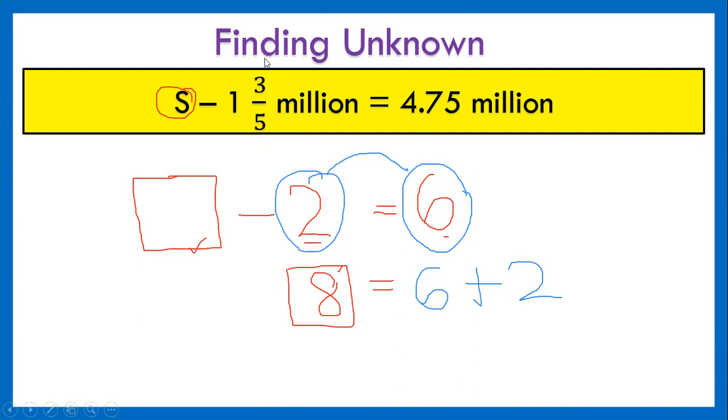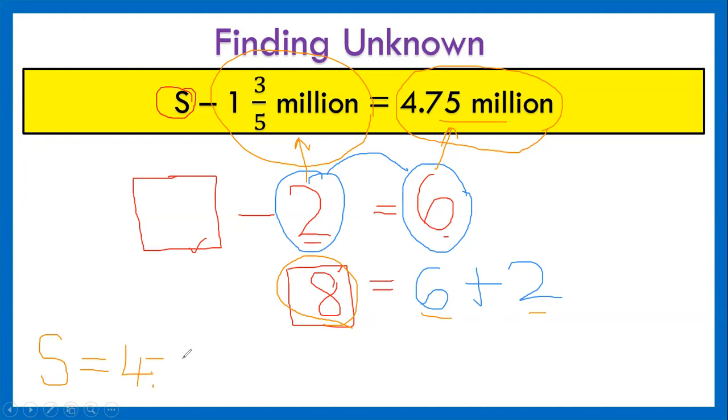So in a similar manner, you link this up now. This 2 is your 1 3/5 million, and this 6 is your 4.75 million. So how do you find your S? To find my S, just like how you found your 8 here, I take my 6 and plus 2. So what is my 6? It's 4.75 million. And I will plus 1 3/5 million. Work this out.